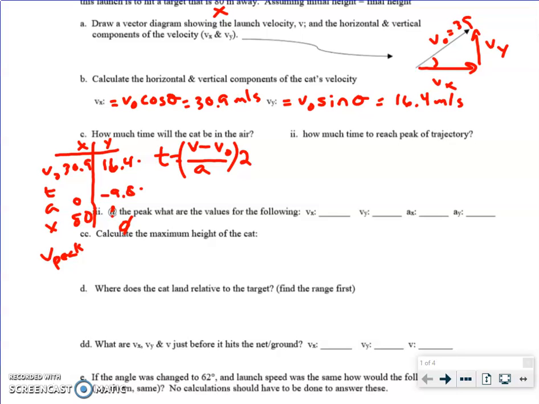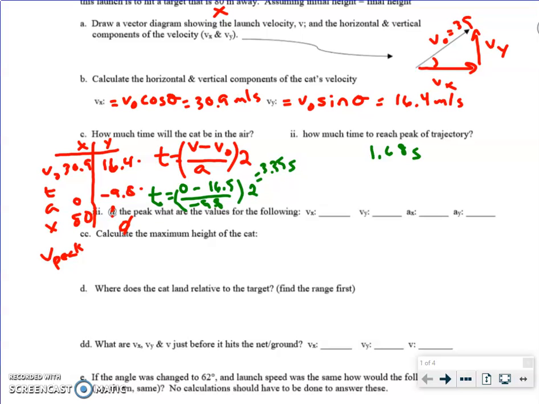What that translates to here is then t, and I'm not going to put in numbers because you can work that out, is 0 minus, and that's where we put in the 16.4. Do not put in the 35. We want the vertical component divided by negative 9.8, and then that's all multiplied by 2. And so we get an air time of 3.35 seconds. And then how much time to reach the peak? Well, that's just going to be half that, so that's 1.68 seconds.